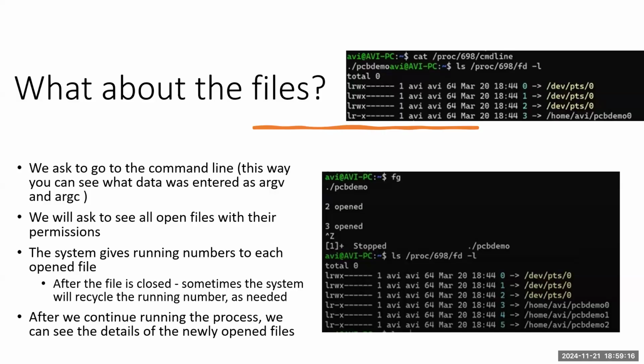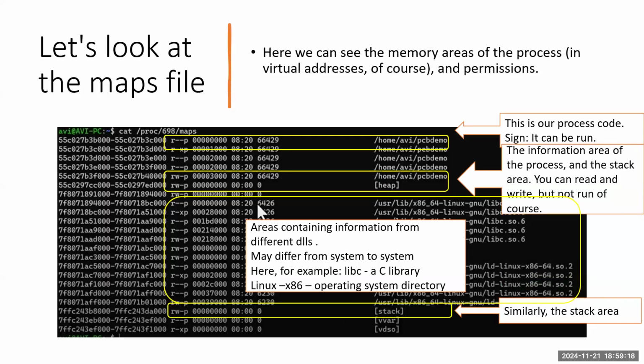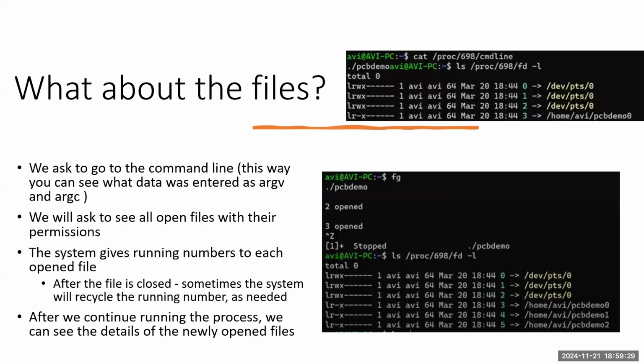Okay, what about the files? So when I say what about the files, this was the PCB. We're finished now with the PCB. We explained not just the PCB, but all kinds of information that is stored in memory by the operating system for my process. Now let's go back to the program. Remember, the program created 3 files.